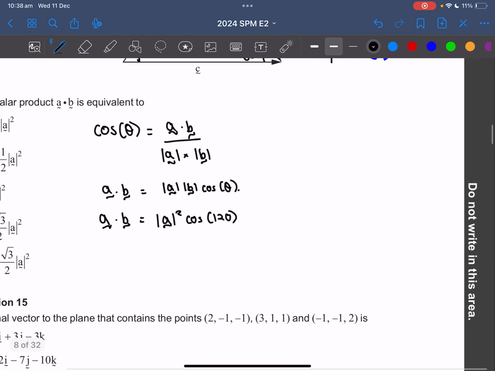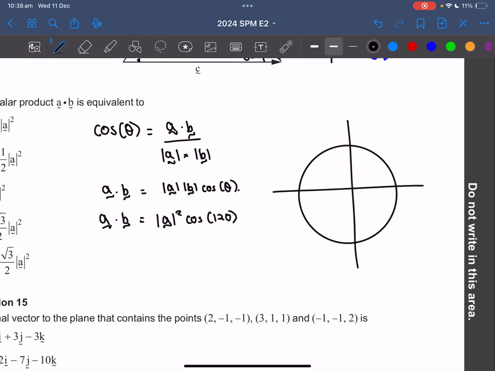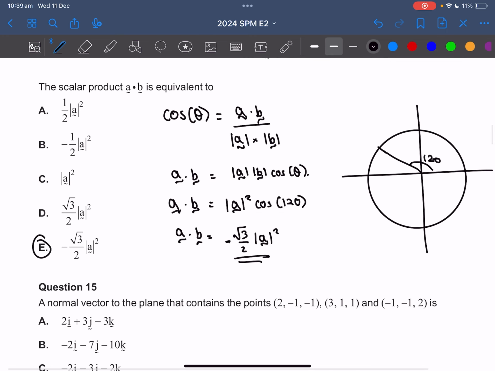Now what is cosine of 120? It's going to be negative root 3 on 2. So if I were to draw a unit circle real quickly, okay, so 120 is going to be somewhere here. And in quadrant 2, the cosine is negative. So that's why our answer is going to be negative root 3 on 2, and then magnitude of A squared. So it looks like option E is going to be our answer.